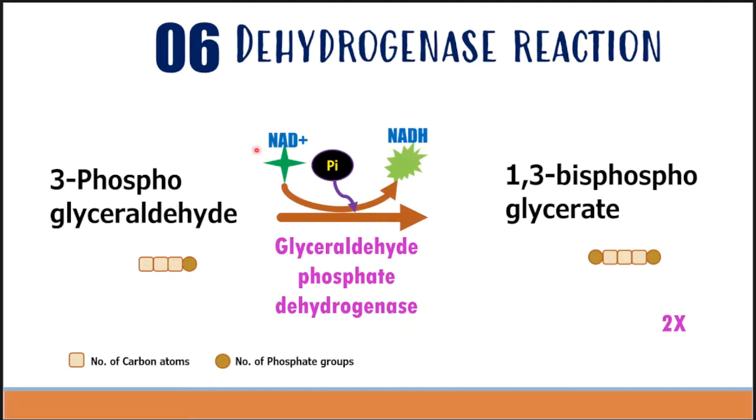Nicotinamide adenine dinucleotide is the full name of NAD. When it is in the oxidized state, we mark it with a plus, and when it is reduced, we mark it as NADH. So this is the oxidized form, and this is the reduced form. Reduction takes place in the presence of the dehydrogenase enzyme, and as a result 1,3-bisphosphoglycerate will be produced. Again, two phosphates have come into the picture.